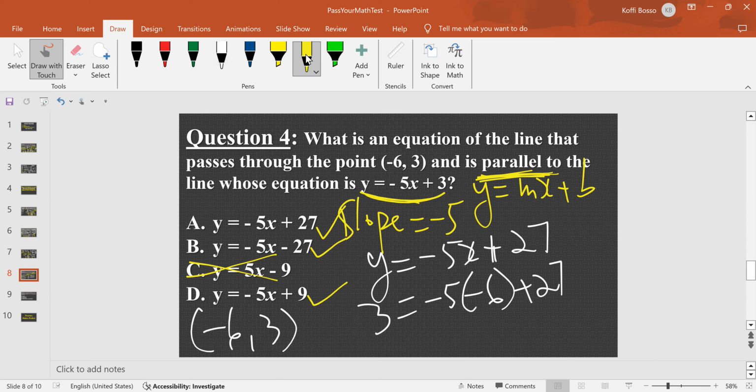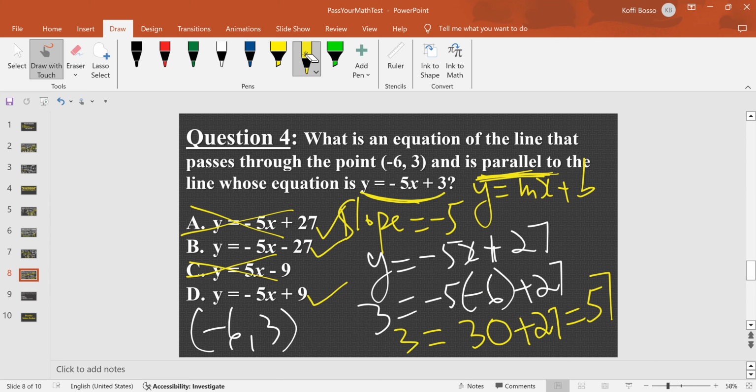Let's check. Negative 5 multiplied by negative 6 turns to positive 30. And positive 30 plus 27 will do what? It's going to be 57. So it's not 3. So that means what? A is out. A is not the correct choice.